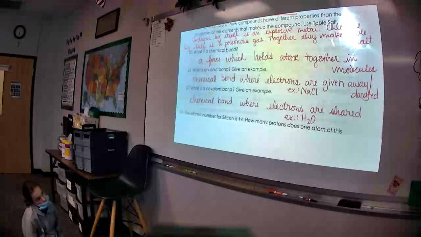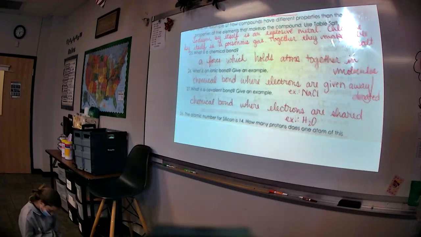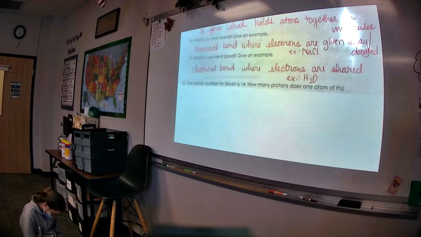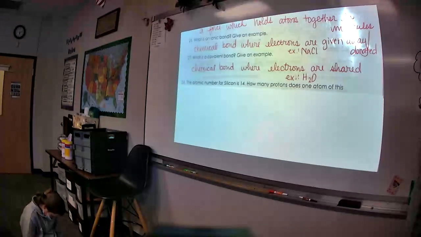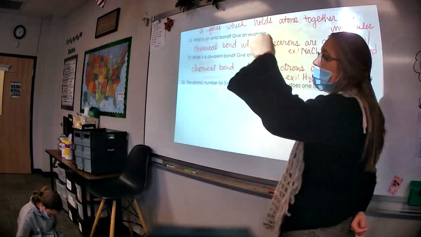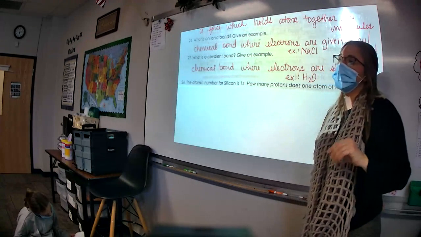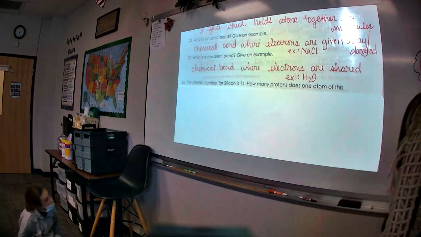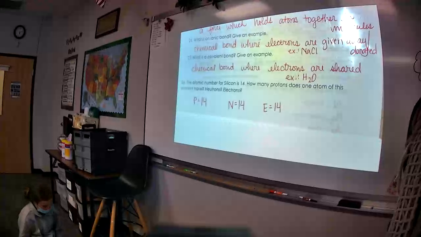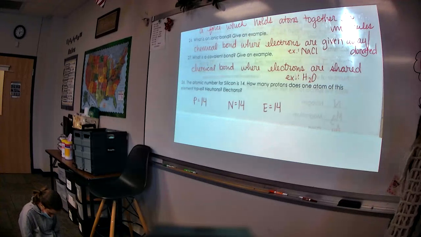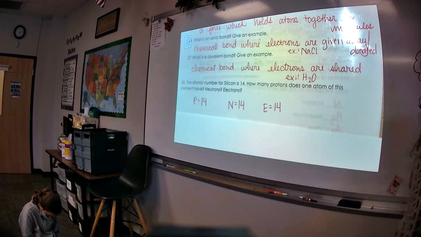All right, 26. I know the numbering's all messed up, but it should be 28. The atomic number for silicon is 14. So, how many protons, how many neutrons, and how many electrons are in one atom of that element? Oscar? 14, 14, 14. 14 protons, 14 neutrons, and 14 electrons. You can put it like that.